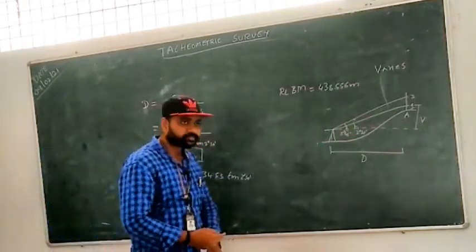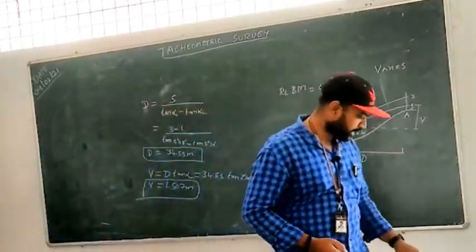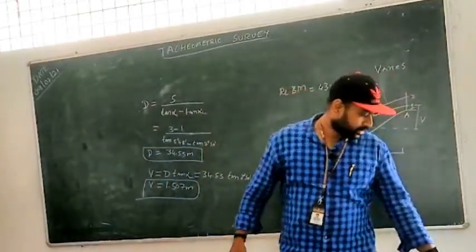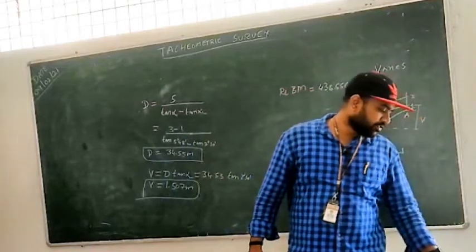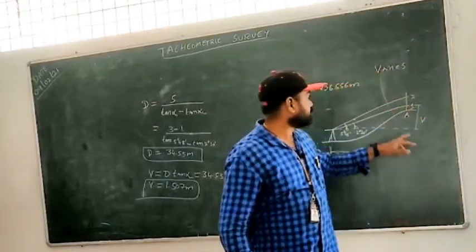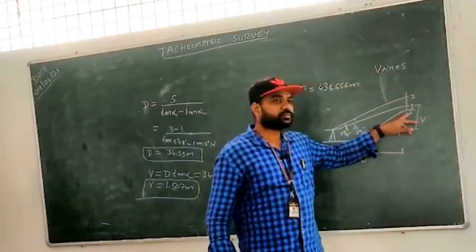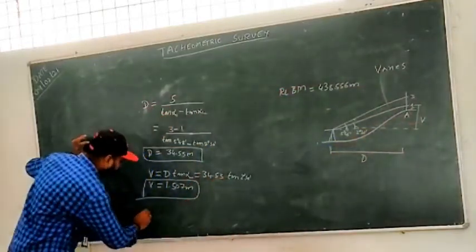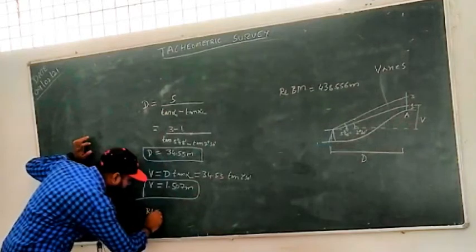So in the question, what we have to find? First thing is horizontal distance, that we already calculated now. And the second one is reduced level of A. Reduced level of A means RL of A.